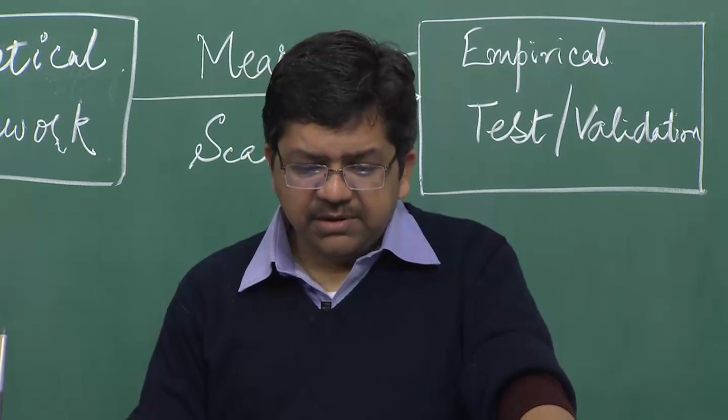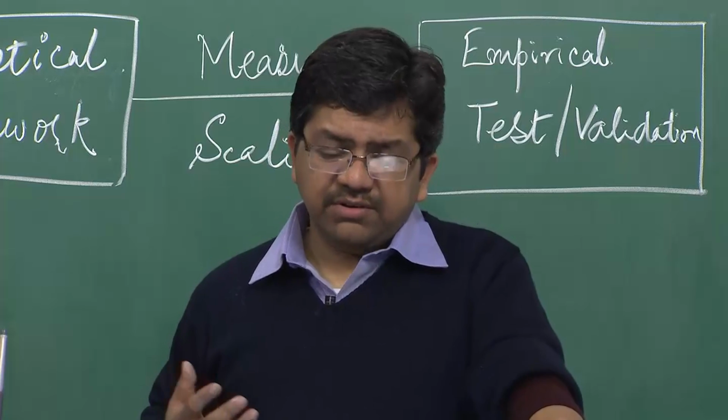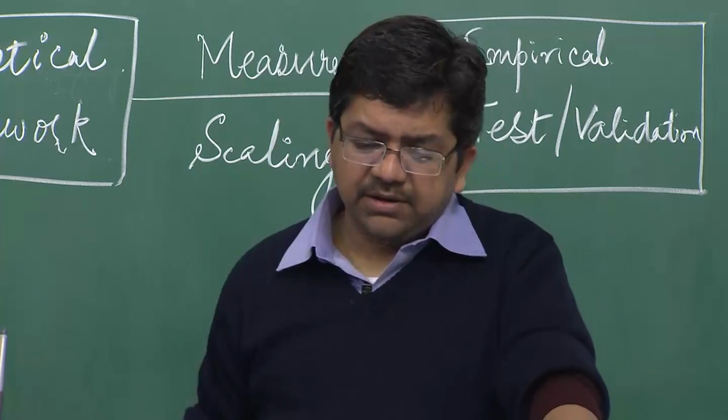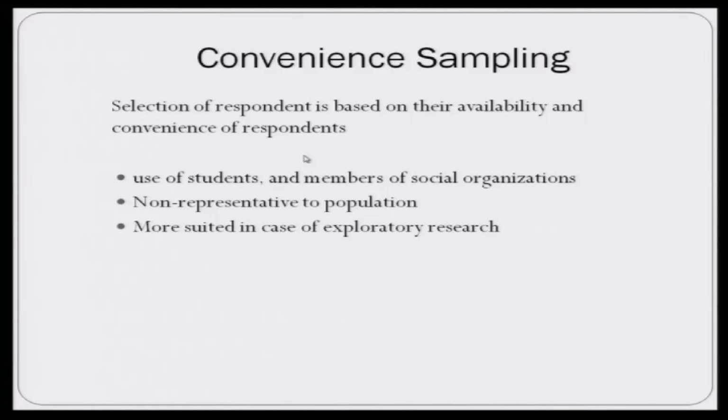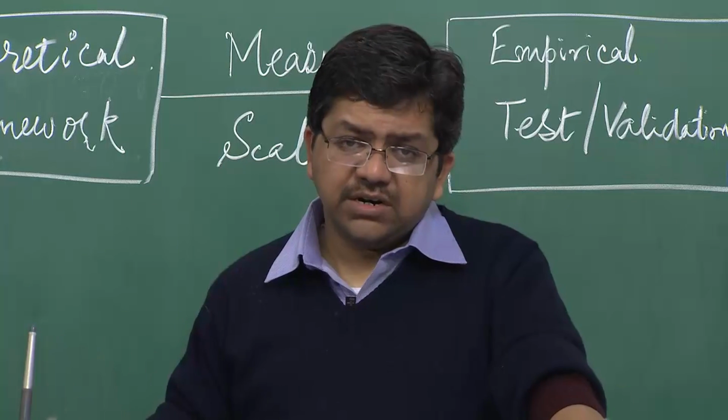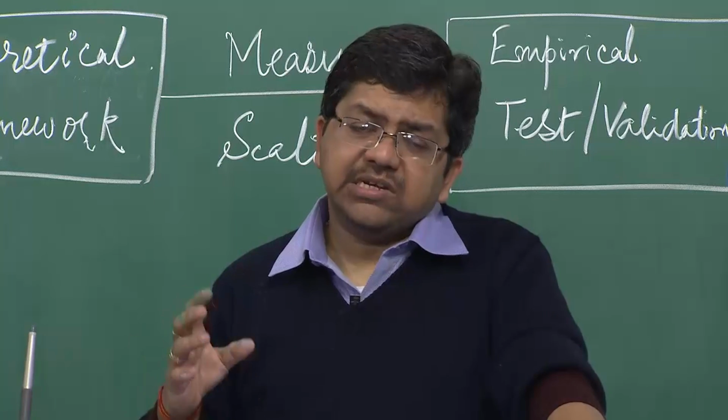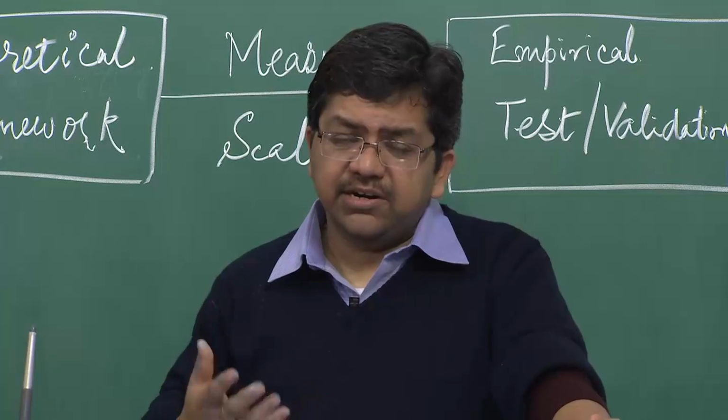In non probability sampling, the very first type that we will discuss is convenience sampling. As the name suggests, in convenience sampling the selection of respondents is based on their availability and convenience. Whomsoever is available is chosen as part of the sample. Most of the time, student projects are based on students on campus as respondents, or many studies use students or members of certain organizations as the sample, because they are easily available to the researcher.